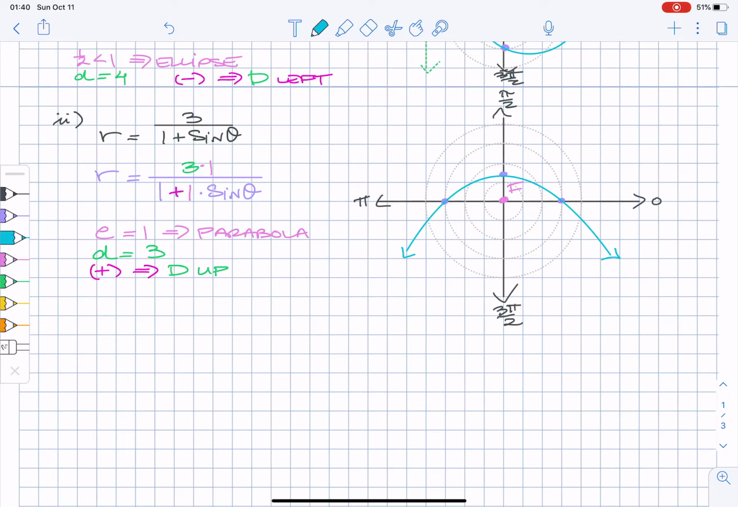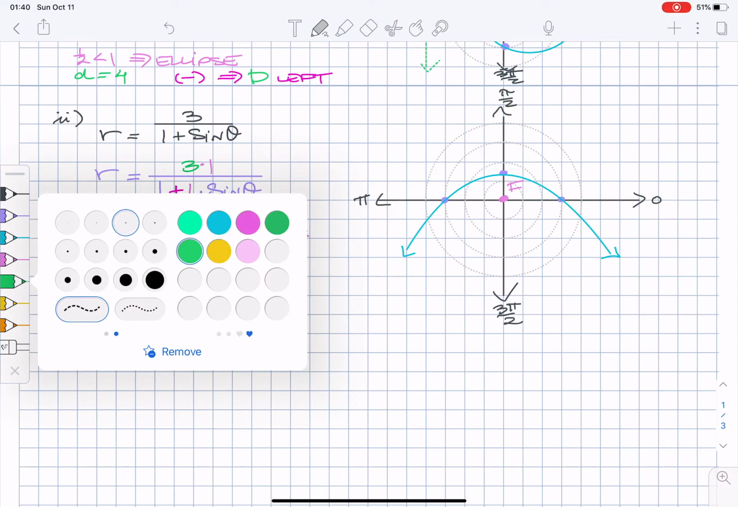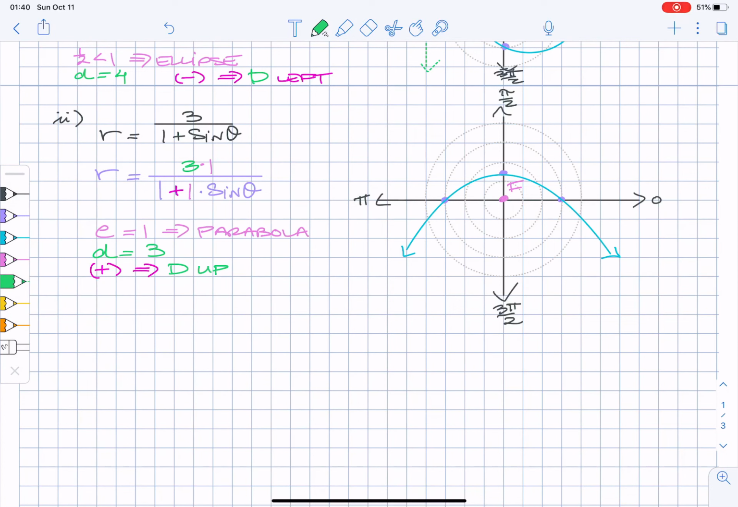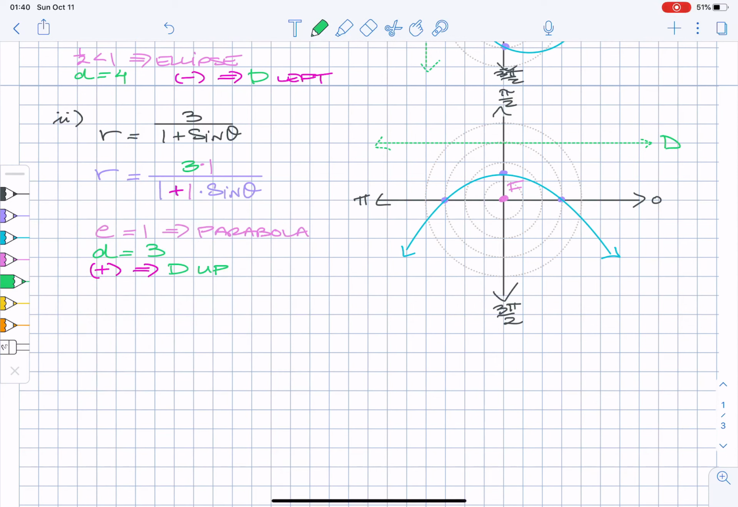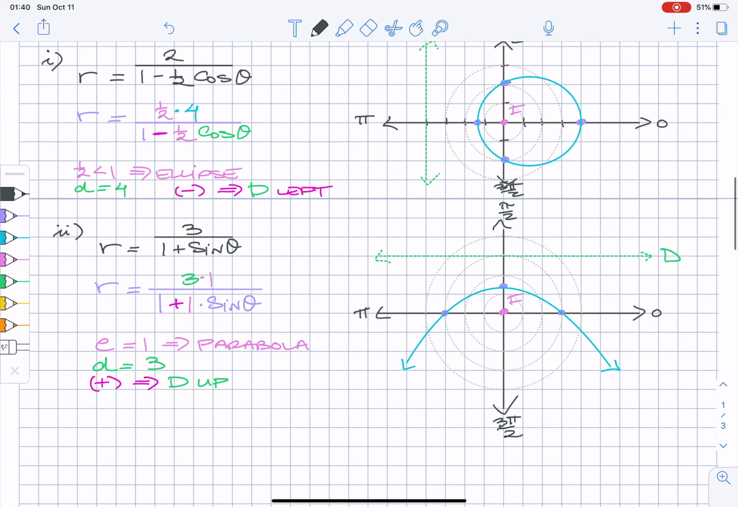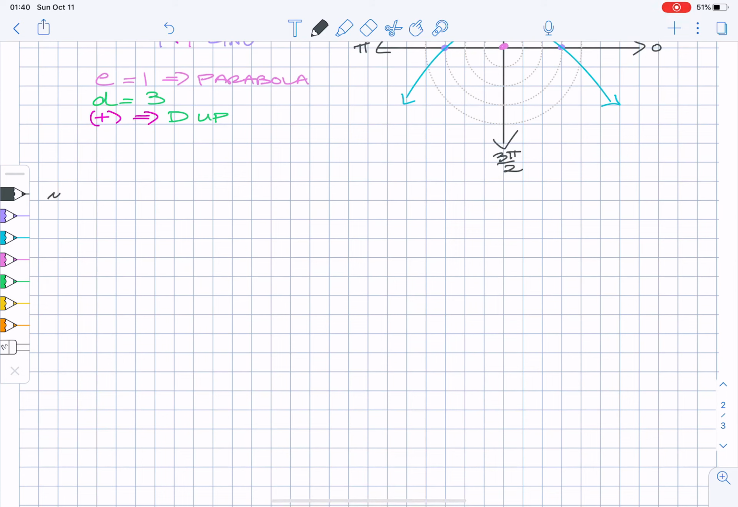Okay, but where's the directrix? Well, the directrix is 3 up, 1, 2, 3 from the focus. So here is our directrix, the positive sign or positive y-axis, right? Okay, so let's do another one. Notice they all have the same form. All conics have the same form in polar coordinates. They're so much easier.